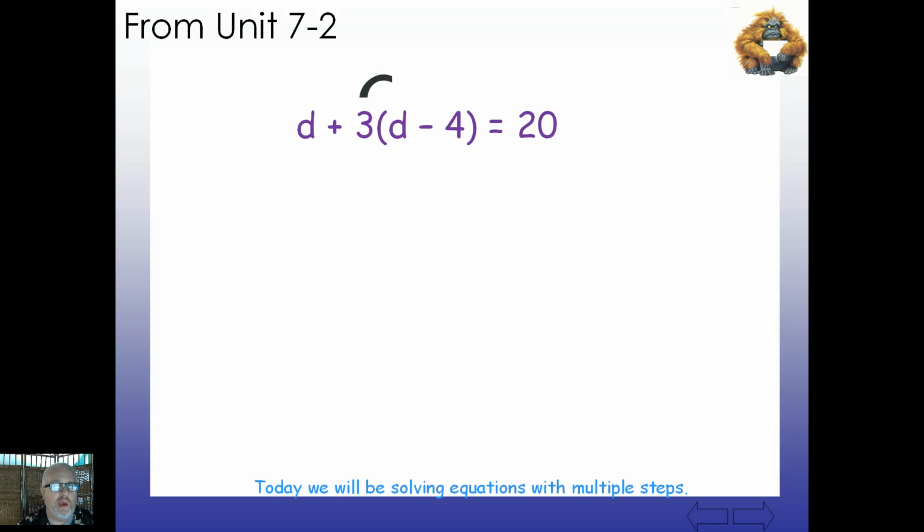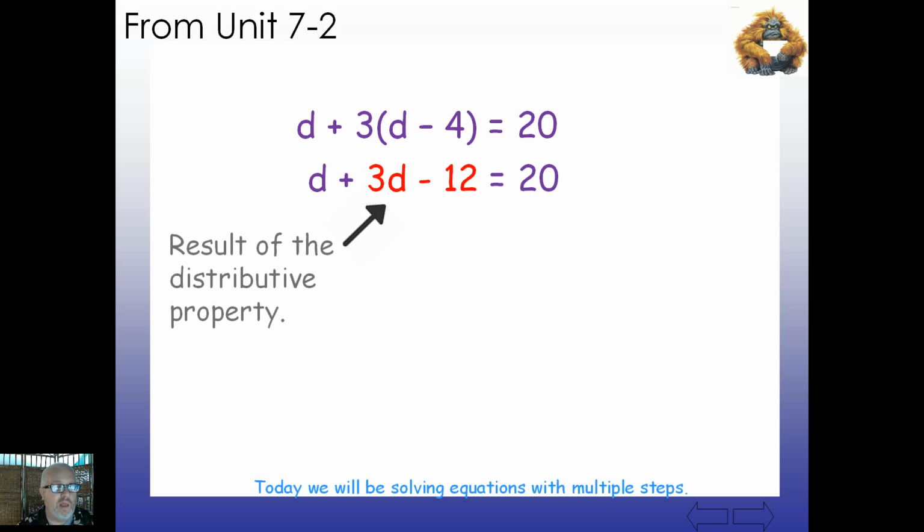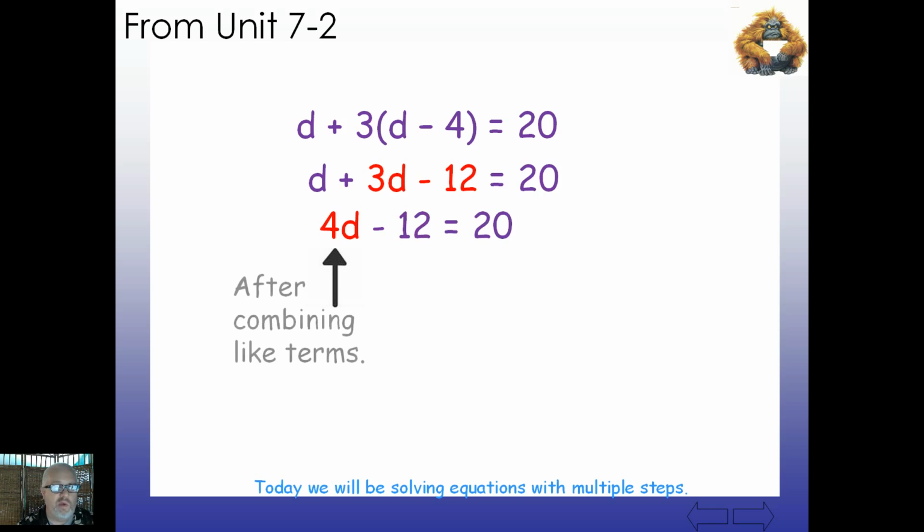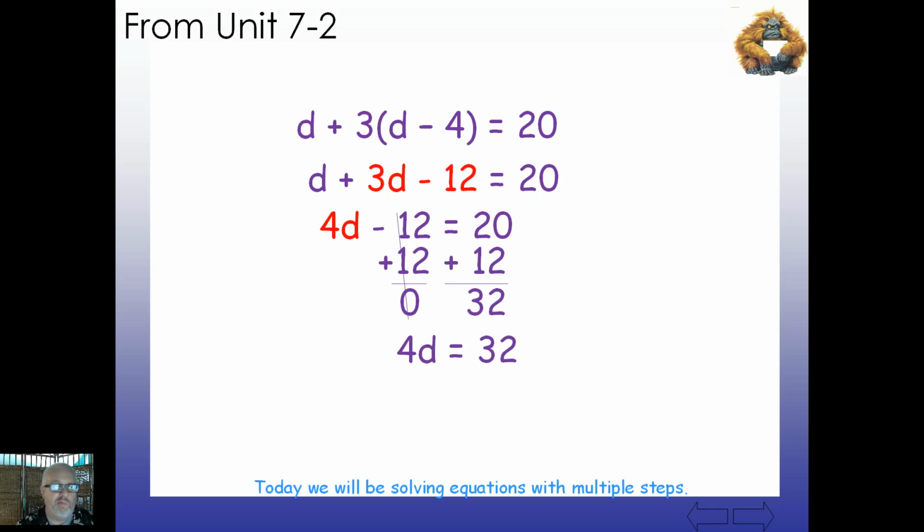All right then. How about this? Distribute, and we end up with d plus 3d minus 12 equals 20. Okay? Combine those letters d, 1d plus 3d, and this is going to be the result of combining like terms. And now get rid of what is farthest away from d there, so let's add 12 to both sides. And divide by 4, of course. So hopefully you got your answer of 8. Well done, 8. And of course, if you substitute an 8 here and an 8 here, well, we get 8 plus 3 times 4. Well, we know that 8 plus 12 is indeed 20.